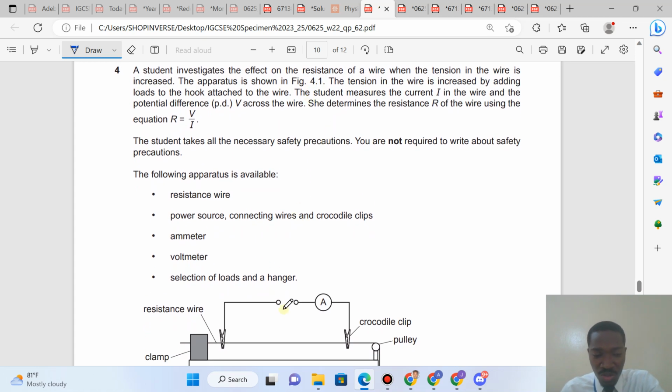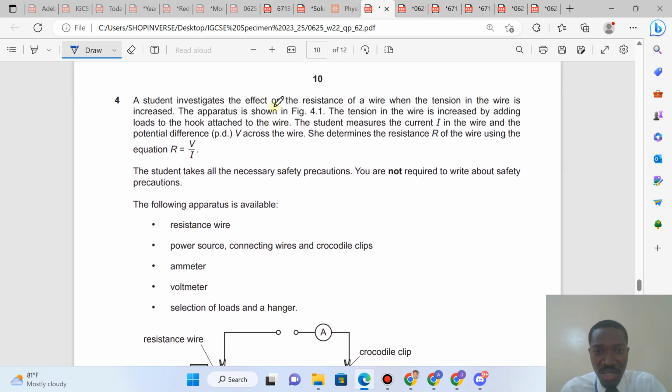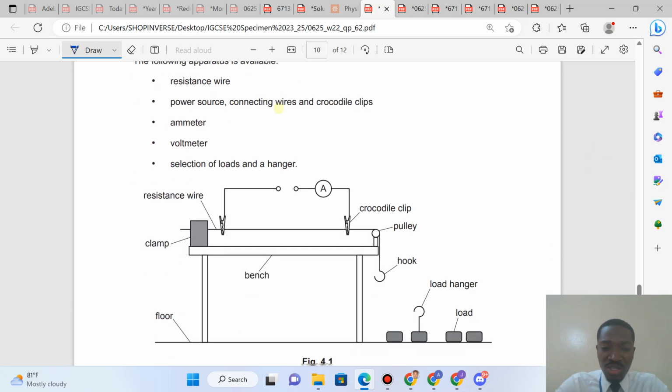Now, this is the apparatus. You want to determine the effects on the resistance of the wire when the tension in the wire is increased. So you are increasing the tension in this wire. How do you increase the tension in this wire? By increasing the load. So now this is it. You take this first load here and then you come and hang it here.